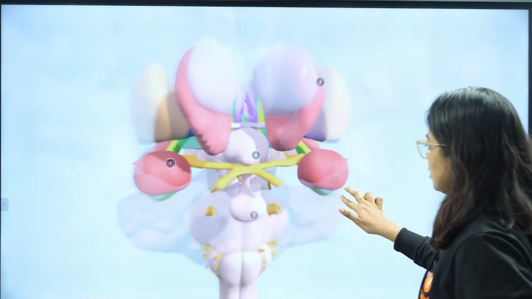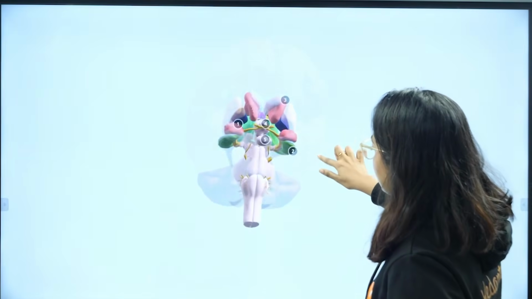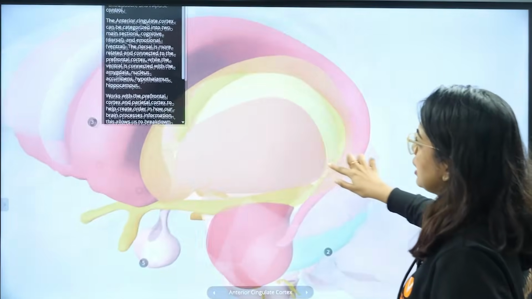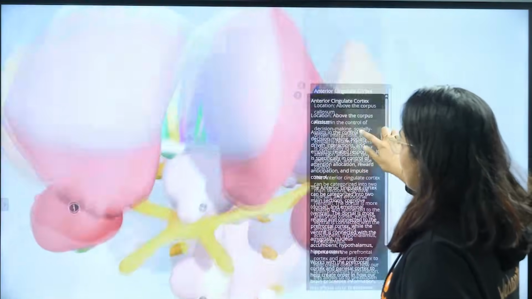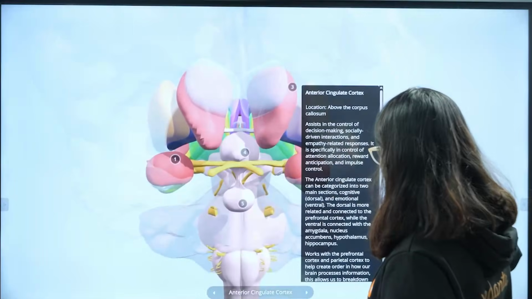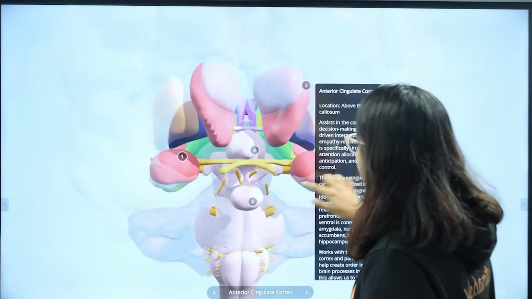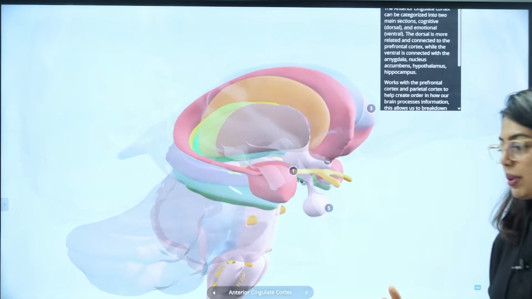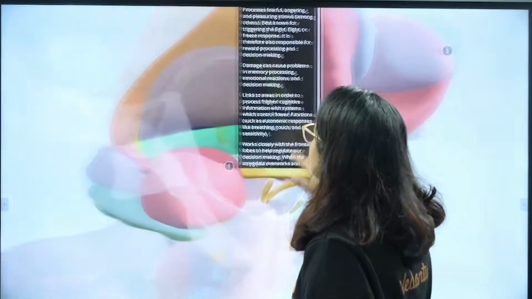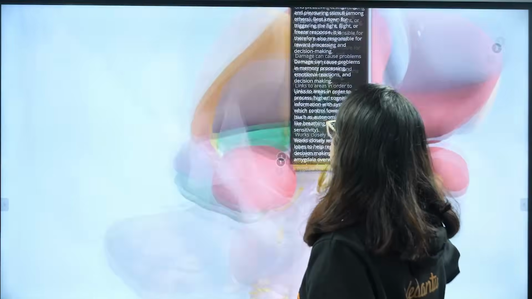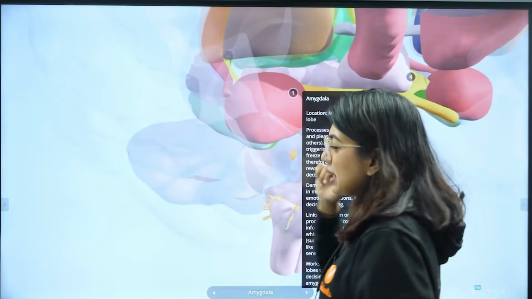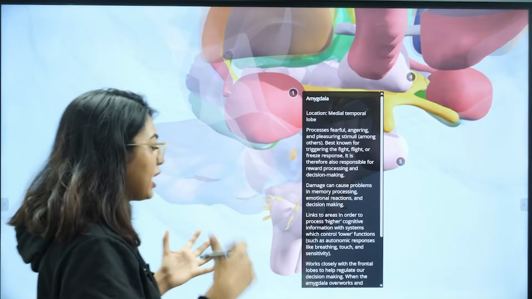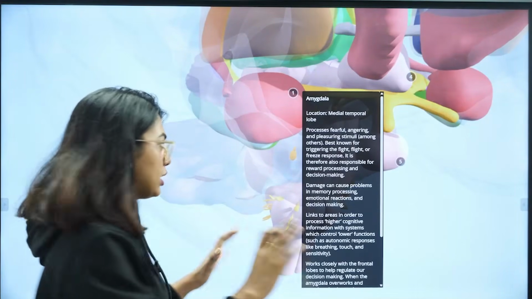So look here. This is the brain. Now, this is going to be the anterior cingulate cortex. This is the part that is going to help you with all the decision making, like whatever planning that we are doing. Amygdala, I'll tell you in the last, which is related to your limbic system and your behavior, fight, pleasure, when you are happy, all this it does.